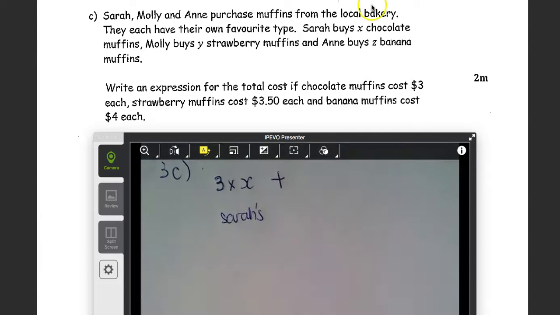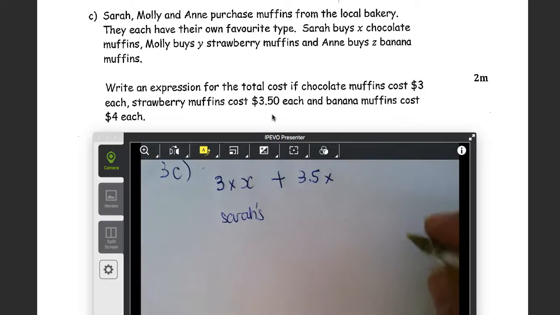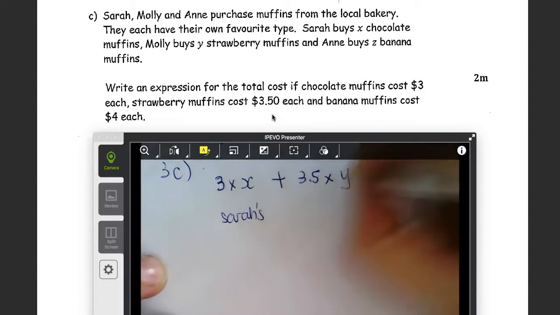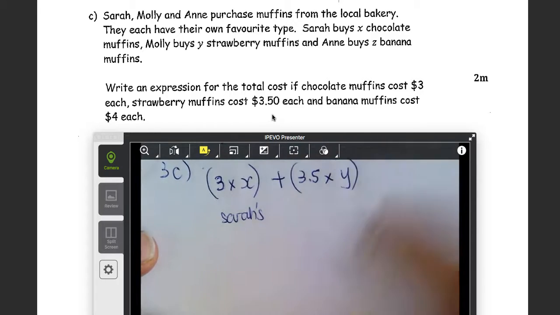Plus, Molly buys Y strawberry muffins. So strawberry muffins are $3.50 each. Let's say Y was 4, for example. Wouldn't it be $3.50 times 4? Let's say we bought 10 strawberry muffins. Wouldn't it be $3.50 times 10? So it's $3.50 times how many muffins did she buy? She didn't buy 4 and she didn't buy 10. She bought Y. 3.5 times Y. Does this make sense? Now I might put them in brackets.